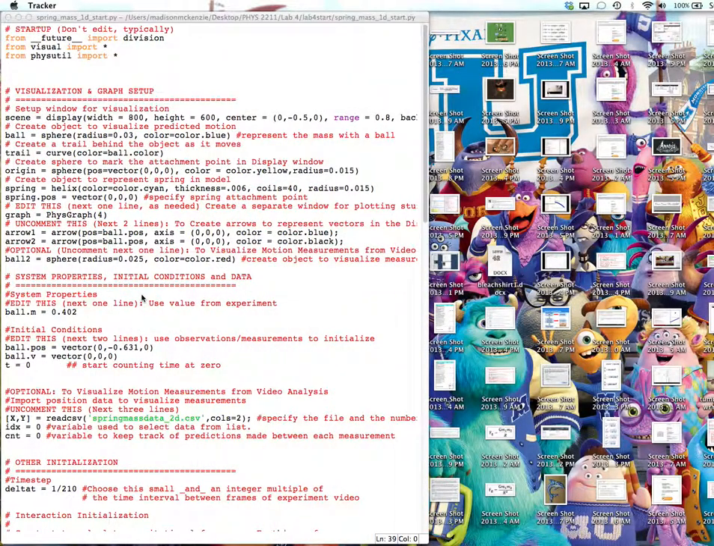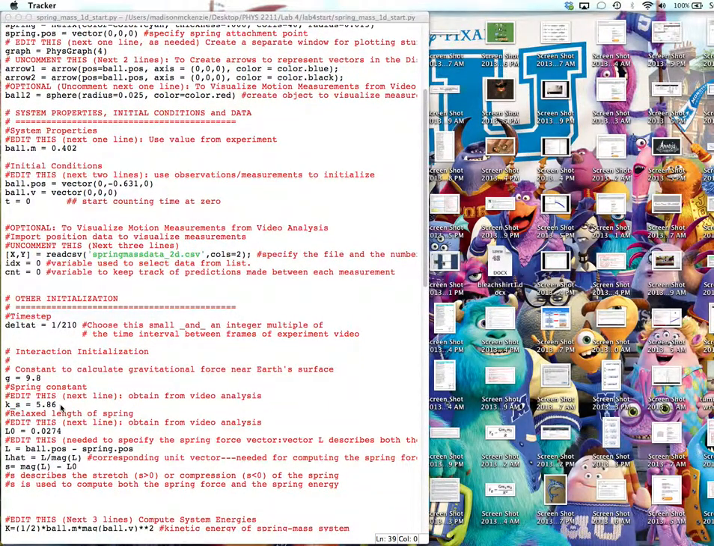In order to create a functional, useful, and accurate computational model of the motion, many of the equations shown previously had to be input into the code along with other relevant data. The spring constant found with the equation mentioned before was found to be 5.86 newtons per meter. L naught was found as 0.074 meters. The mass was given as 0.402 kilograms.